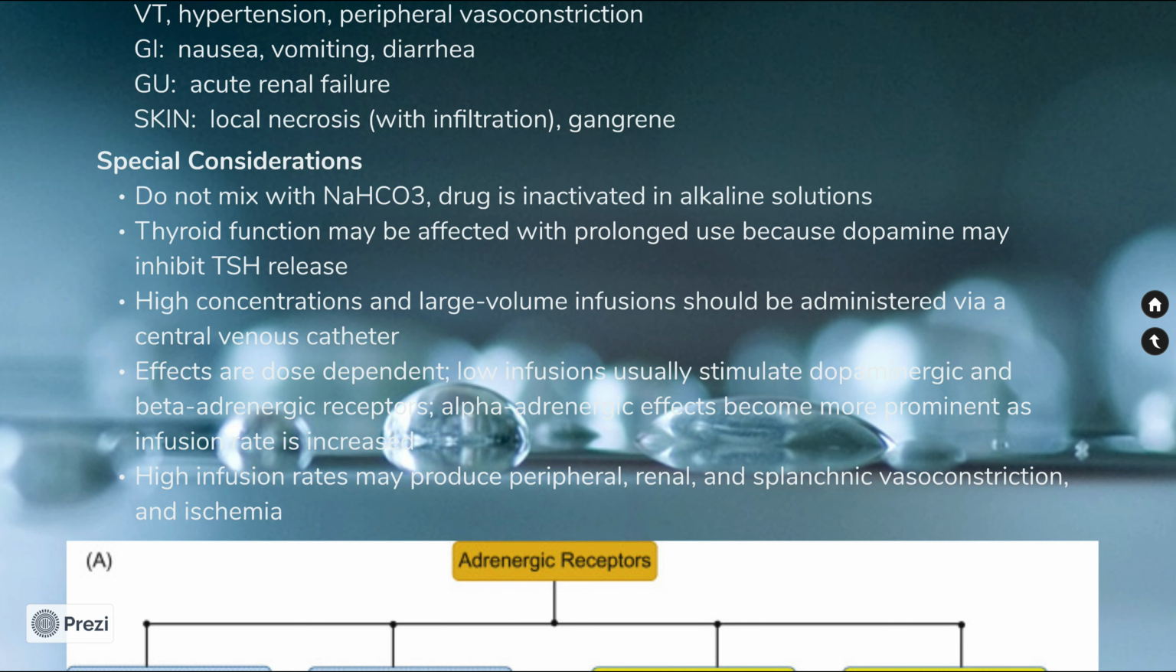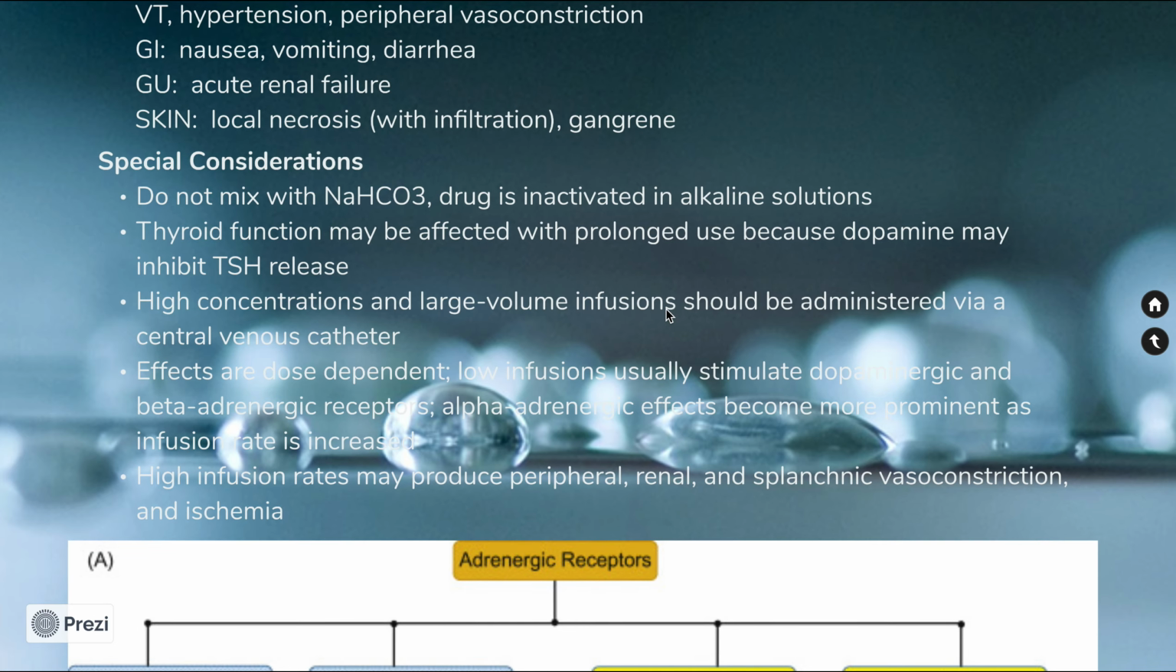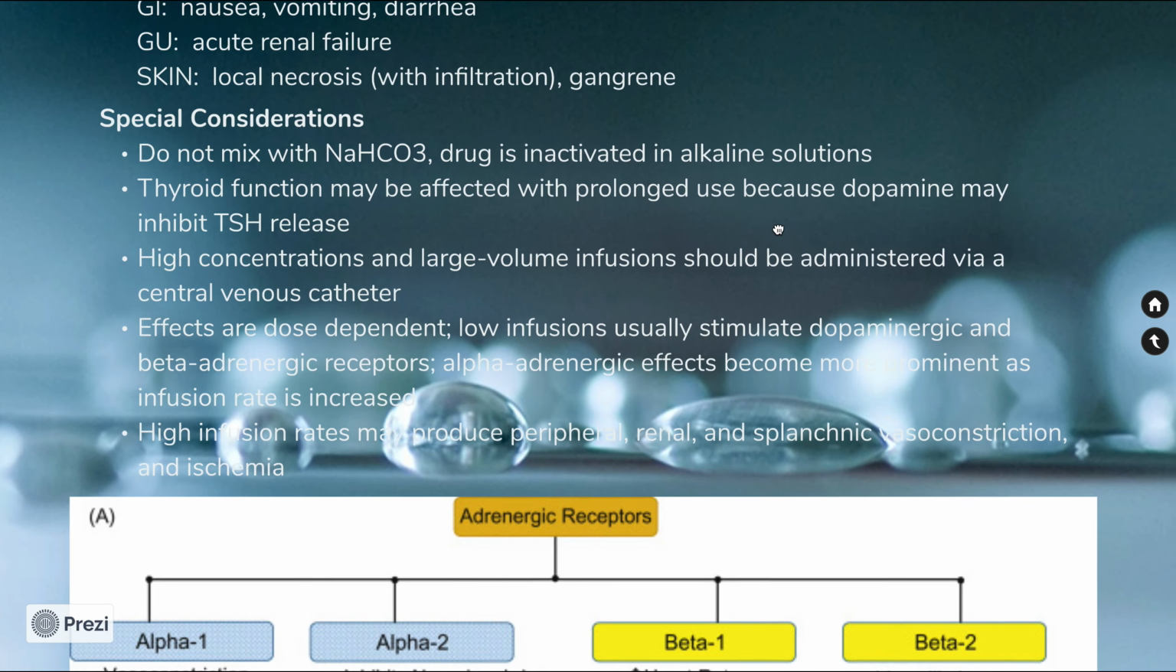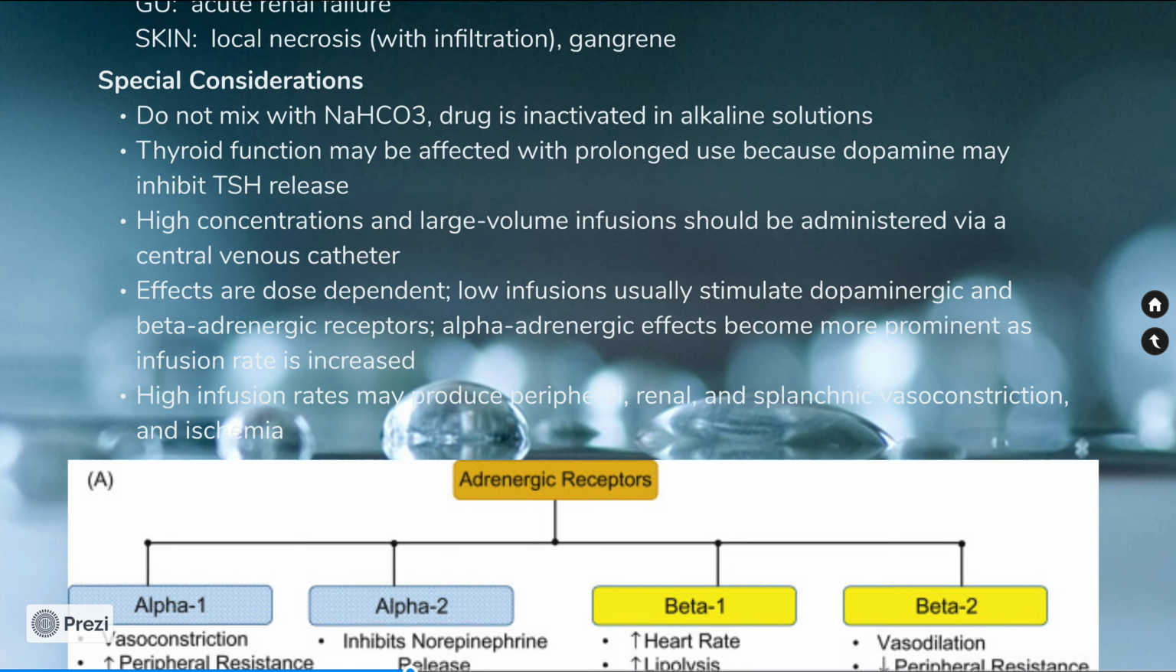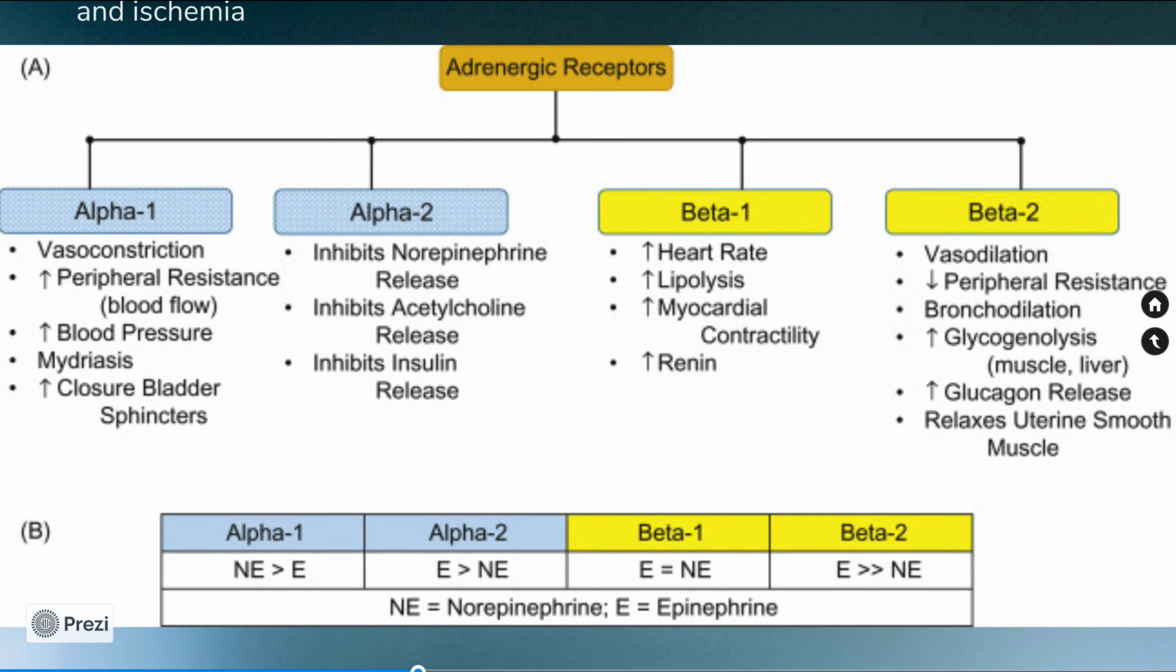As I've said, it is important for us working in the emergency setting to remember that dopamine is dose dependent. Low infusions usually stimulate dopaminergic and beta adrenergic receptors. Alpha adrenergic effects become more prominent as the infusion rate is increased. A higher dose will trigger alpha adrenergic effects. So what are these alpha adrenergic effects that we are talking about?